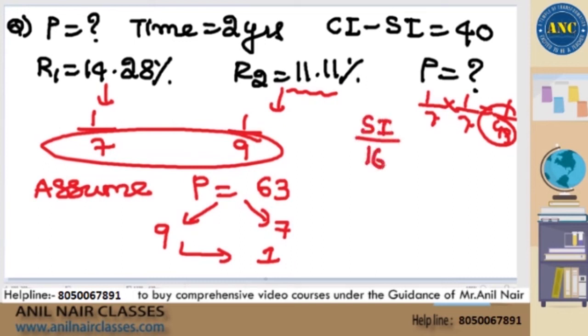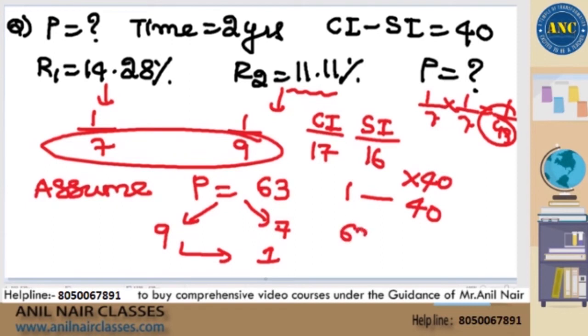SI for 2 years is 9 plus 7, 16. CI for 2 years is 16 plus 1, 17. 17 and 16, difference is 1. According to the question, 40. So the answer is 63 into 40.